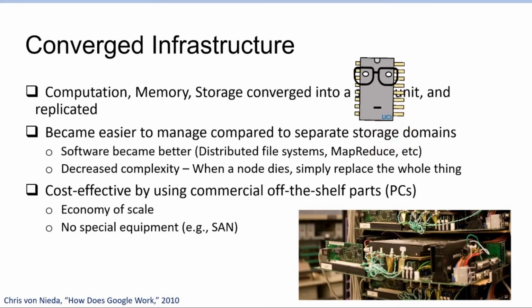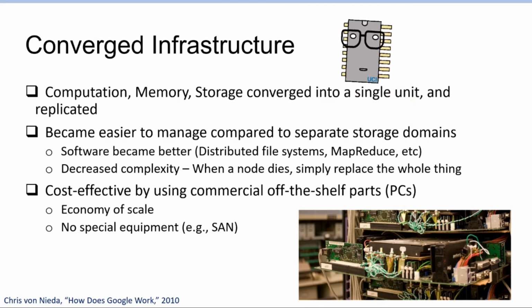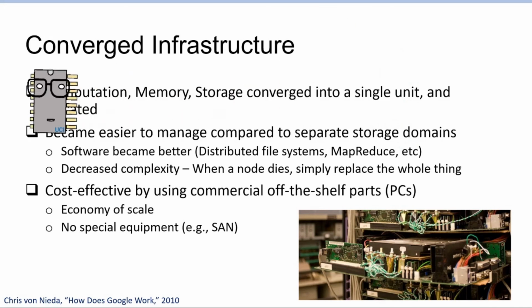Another dimension of working with storage is the converged infrastructure. And this is not just for storage. It also works for network accelerators, memory, things like that. In a converged infrastructure, you can have computation, memory, storage, like a regular old desktop. All these things can be converged into a single unit. You can have a single box with some amount of computation, some amount of memory, some amount of storage, and then you just replicate the same thing over and over again.